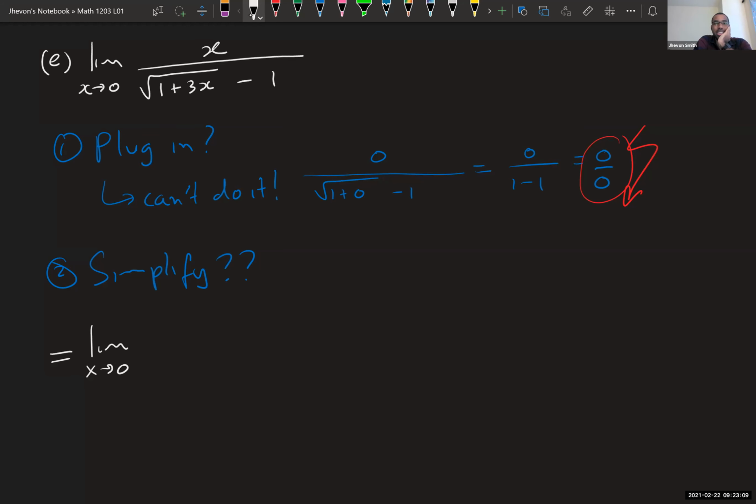I mean, like, what's making this annoying to simplify? What's the thing in the denominator that's bothering you? The square root. Okay, so we have a sum, right? So a subtraction of things, and one of the things is a square root. Is there a way that we can get rid of that?